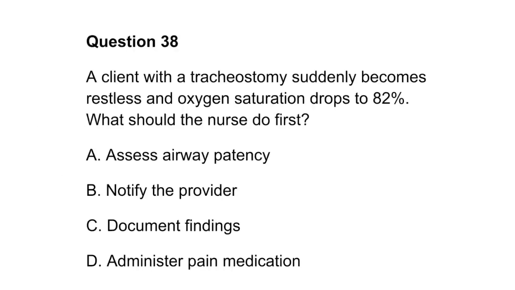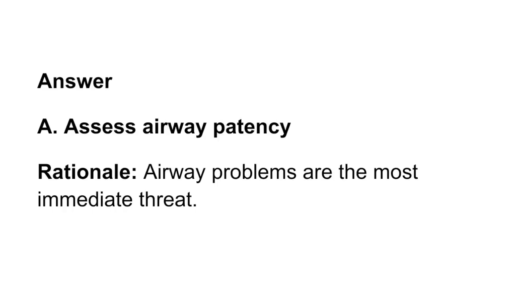Question 38. A client with a tracheostomy suddenly becomes restless and oxygen saturation drops to 82%. What should the nurse do first? A. Assess airway patency. B. Notify the provider. C. Document findings. D. Administer pain medication. Answer: A. Assess airway patency. Rationale: airway problems are the most immediate threat.